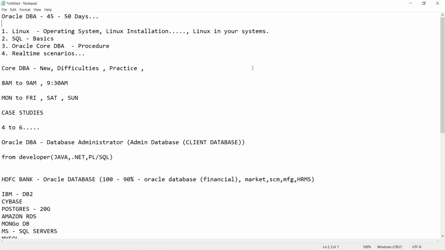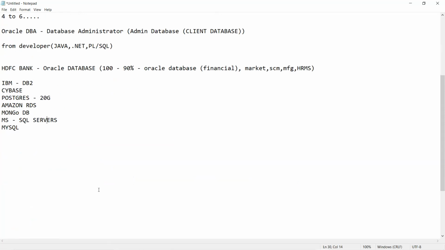Yeah, I have one doubt. Is there any limit for Oracle? Like you said, for Postgres, there is a 20 GB limit. Okay, I got it. So let me explain.